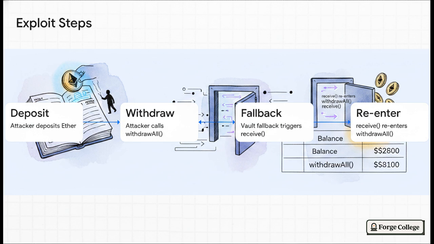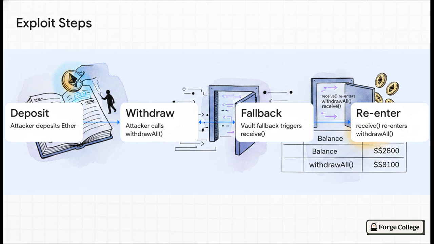Step 3, the vault eagerly sends the Ether back, but doing so triggers the attacker contract's fallback receive function. And step 4, well, this is the trapdoor. That receive function immediately re-enters withdrawal before the vault has updated the attacker's balance to 0. The vault looks at the ledger, says, oh, the balance is still there, and pays out a second time.